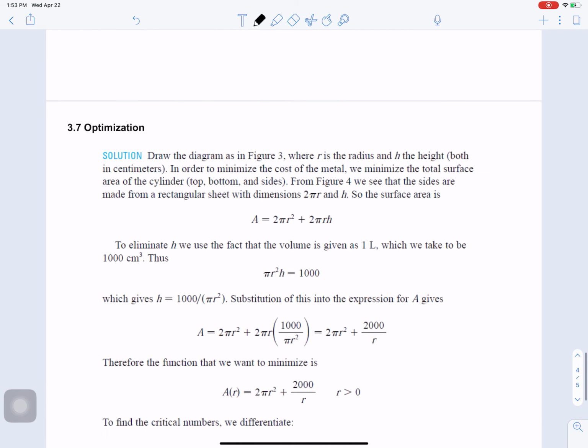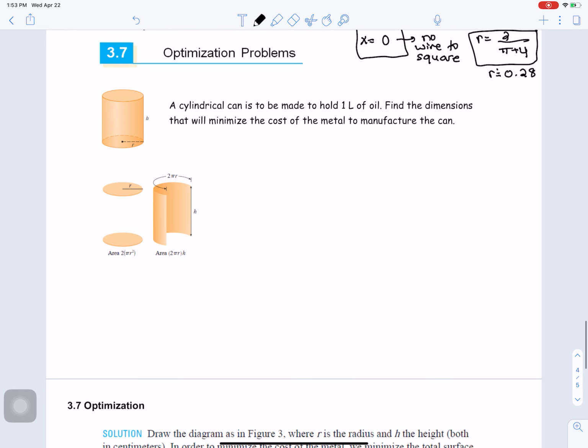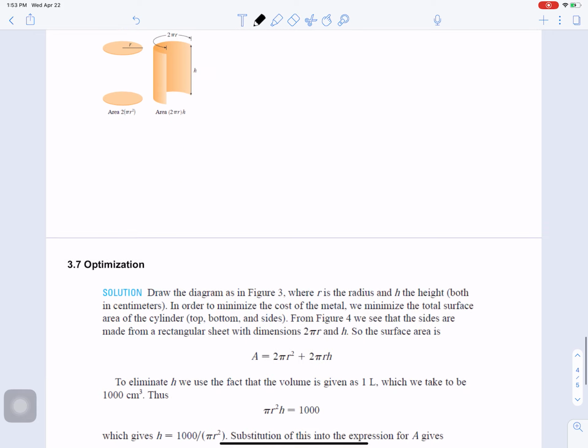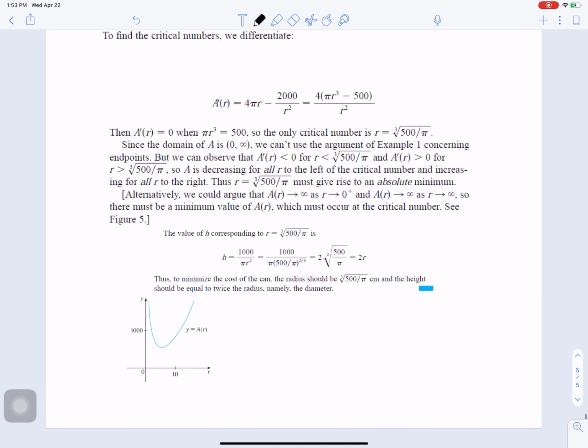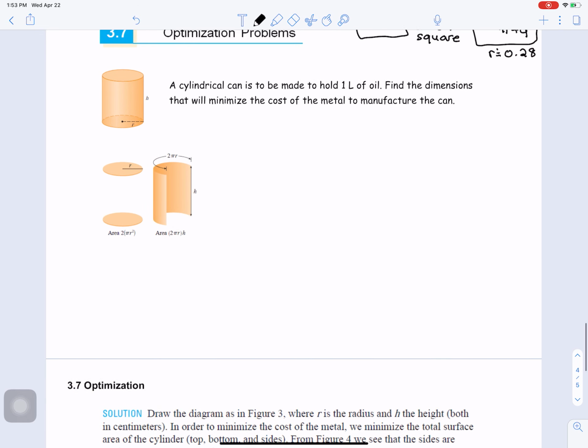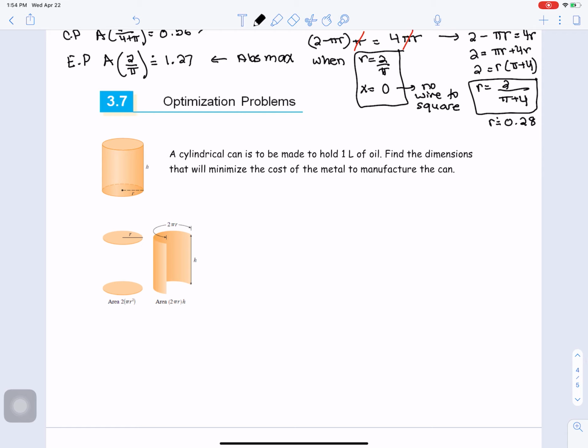Now, in this final example, you can see that they present a problem. They've given me the solution here on this bottom page, but I want to point out a little bit, and I'll set up the problem, but we're not going to fully finish solving it. Basically, they say a cylindrical can, so just a can, is to hold 1 liter of oil. So my volume is 1 liter.